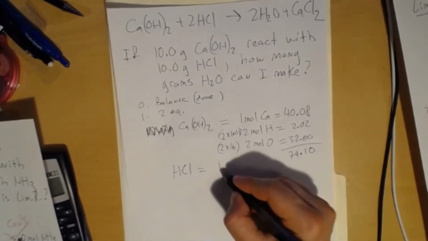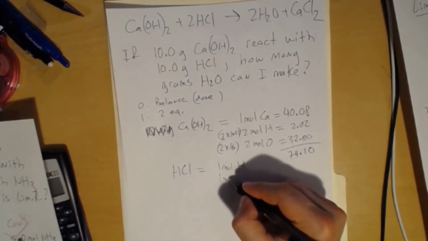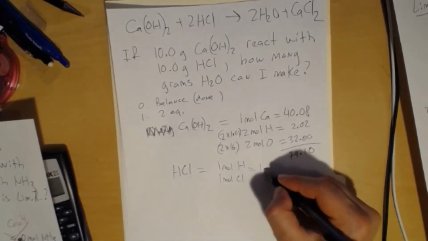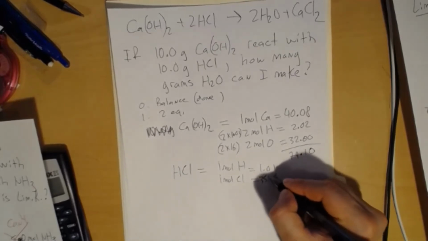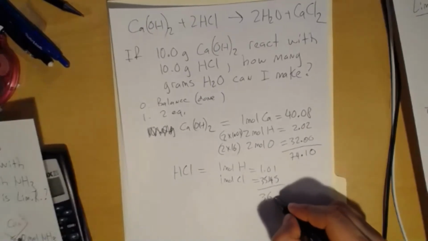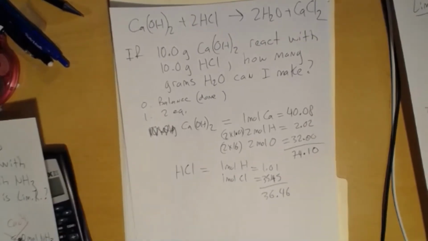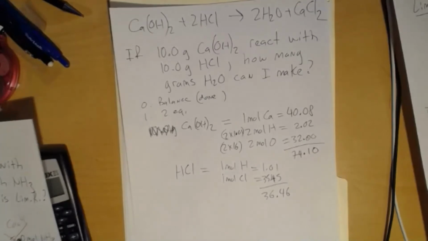Is that okay? Let's also find HCl. HCl is 1 mole of hydrogen and 1 mole of chlorine, which is 1.01 plus 35.45, which is 36.46. Yeah? Is everyone on board with what I just did? Okay. So I haven't done the 2 equations yet. I've just calculated the molar mass.